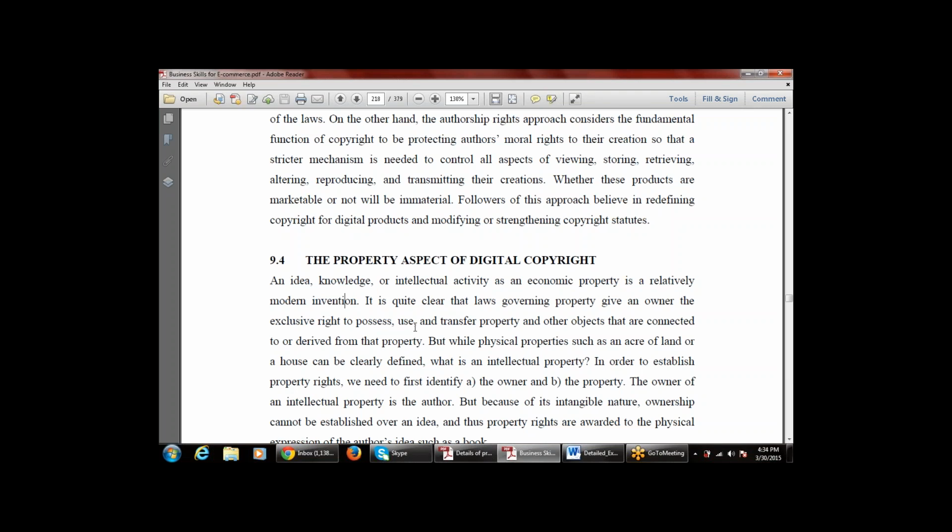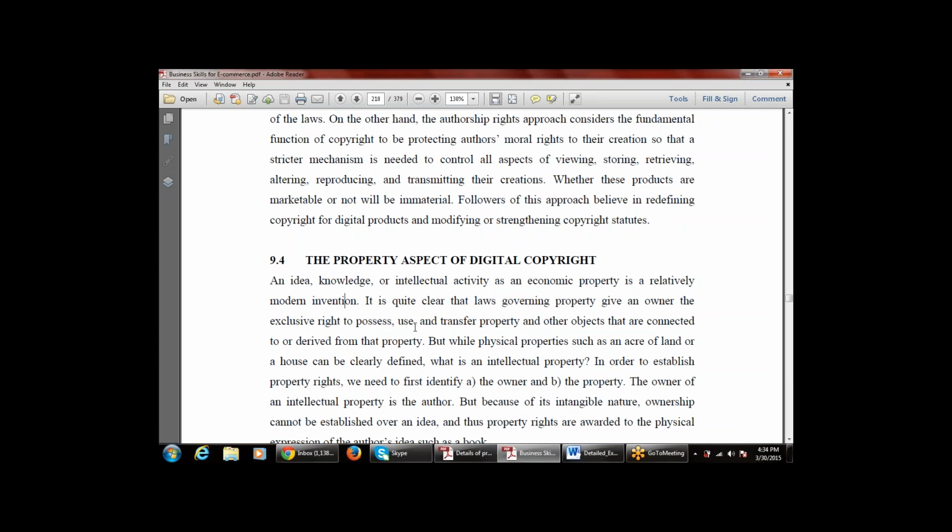An idea, knowledge or intellectual activity as an economic property is a relatively modern invention, a new invention that is used in digital copyrights. It is quite clear that laws governing property give an owner the exclusive right to process, use and transfer property and other objects that are connected to or derived from that property.